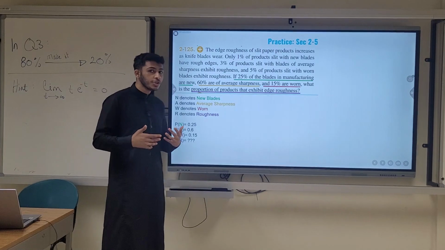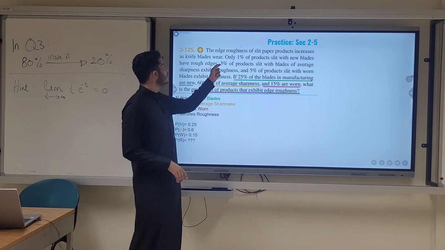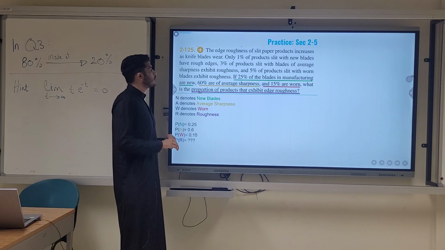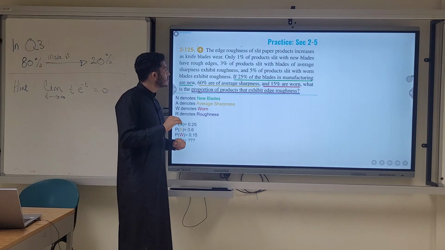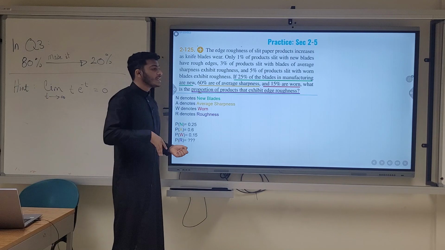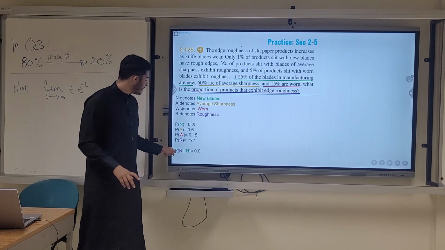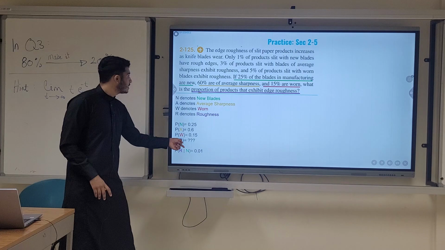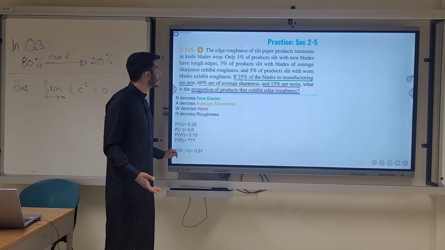Now let's look for the conditional probabilities. Let's get back to these probabilities up here. So here it tells you only 1% of products slit with new blades have rough edges. So what we understand from this number is that it is the probability of roughness, given that we know that the blade is new. So we can denote it like this: the probability of roughness, given that the blade that we are observing is new.